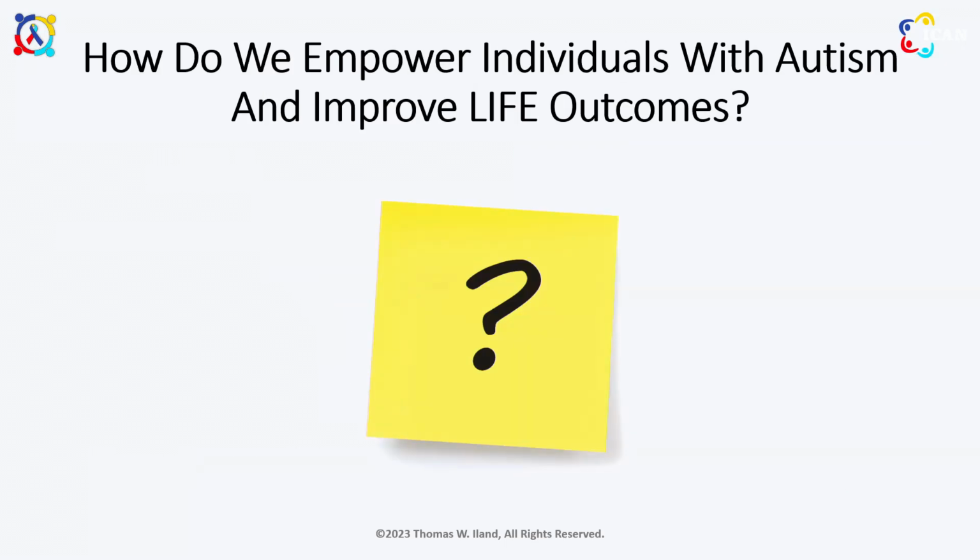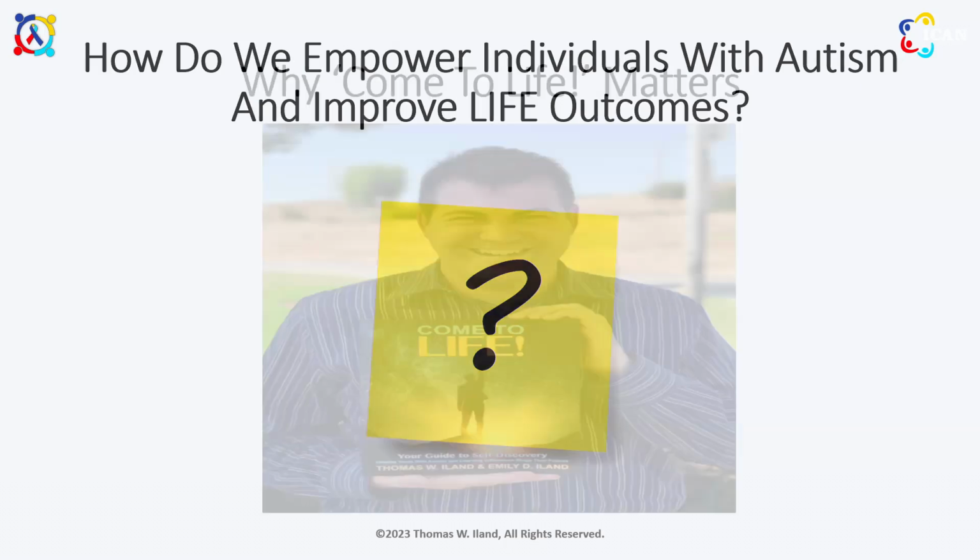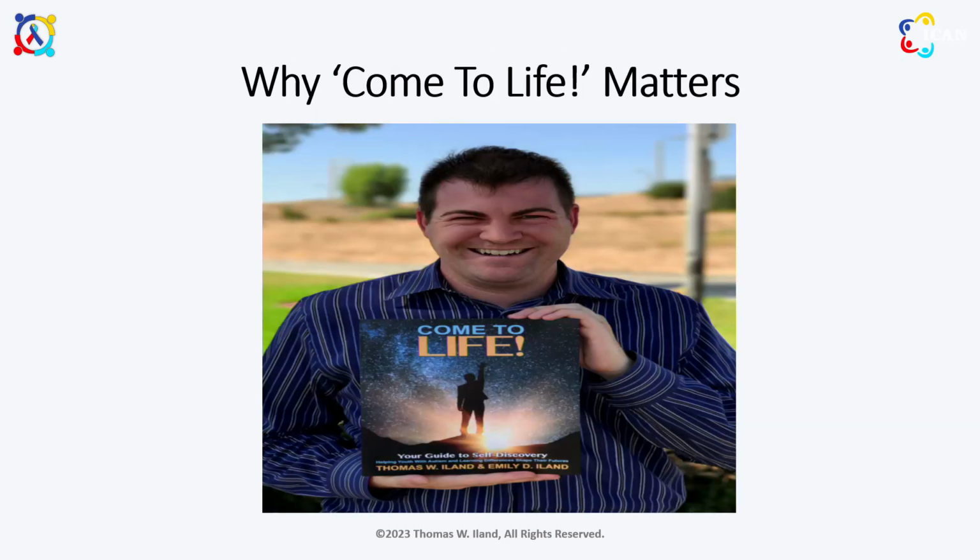So how do we empower individuals with autism and improve those outcomes when it comes to life? And that brings us to the next slide, which is a book that I wrote called Come to Life. After I left accounting, my mother and I put our heads together and decided to write a book sharing my secrets to success. Because a lot of times people are lost when it comes to what's out there for them, or when they turn 18, it's like, now what?